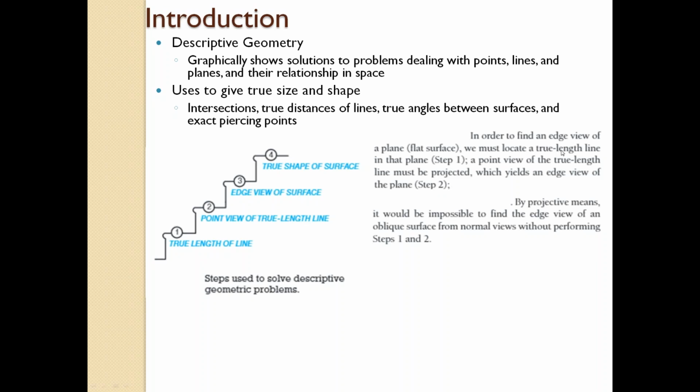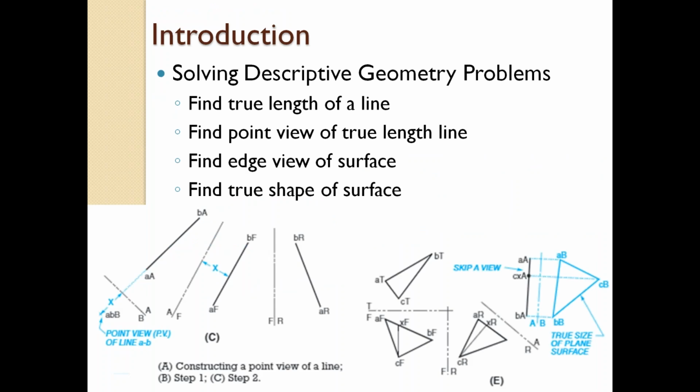In order to find the edge view of the plane, we must first locate a true length line in that plane, and then a point view of the true length line must be projected, which yields the edge view of the plane. By projective means, it would be impossible to find the edge view of an oblique surface from a normal view without performing steps 1 and 2.